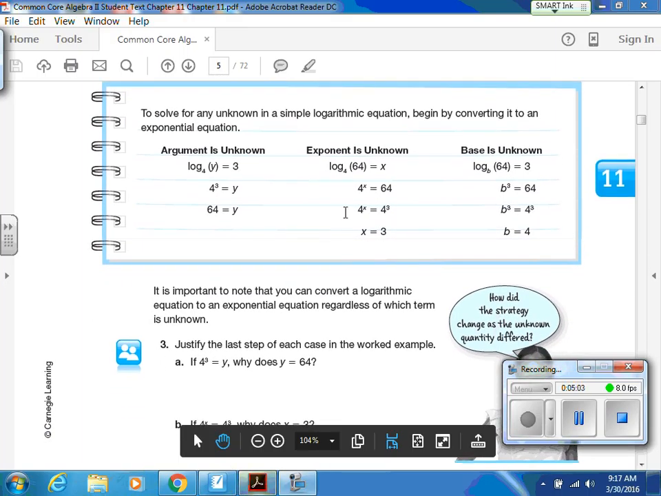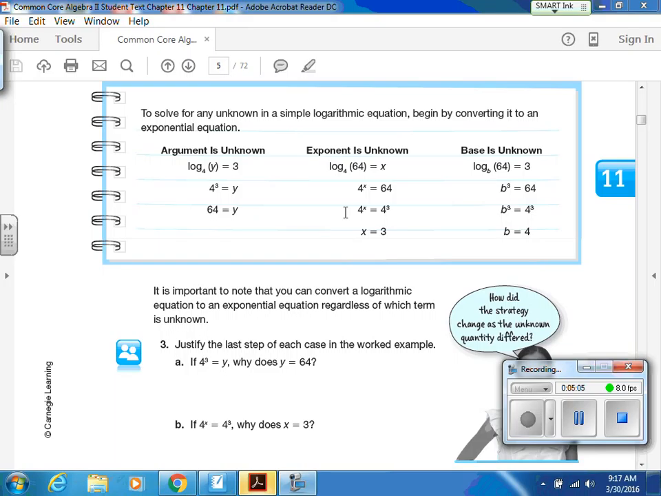So, if you have an exponential equation that you need to solve, you change it to a logarithm to figure it out. If you have a logarithm that you need to solve, you change it to an exponent to figure it out because they're inverses. One undoes the other. Like if you have a division problem, you multiply to solve it. If you have a subtraction equation, you add to solve it. If you have a logarithm, you change it to an exponent to solve it. Okay?